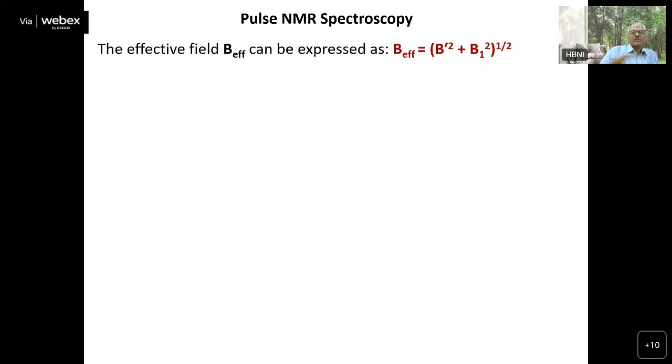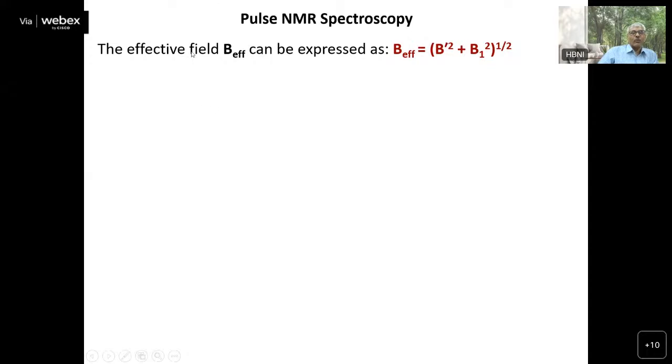Now we'll come. So we have seen that so far we are changing the things slowly. Now in case of pulse NMR spectroscopy, instead of giving the B1 field continuously, we'll give the B1 field for a very short time.